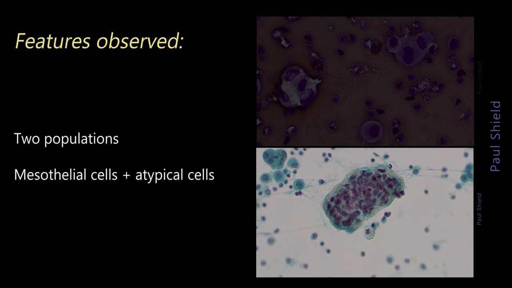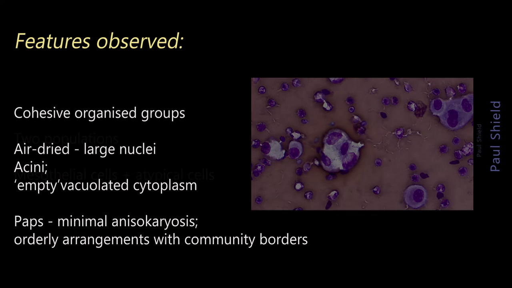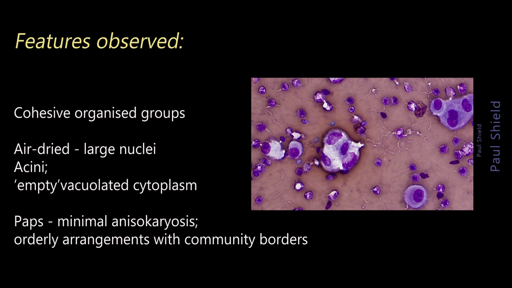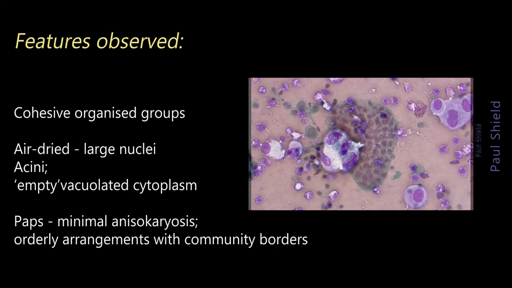In the Diff-Quik stain slides, these appeared quite different. They seemed large. They had very large clear vacuoles in most of them and slightly enlarged nuclei that were quite eccentrically placed. In the air-dried slides, the atypical cells were usually arranged in small acinar-like groupings with the nuclei pushed right out to the edge of the group.